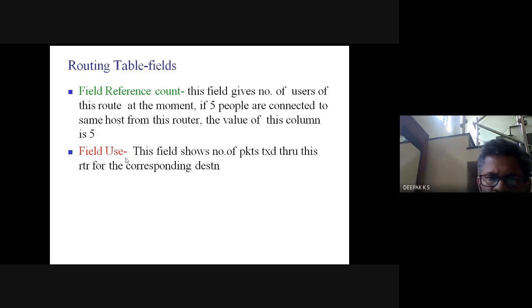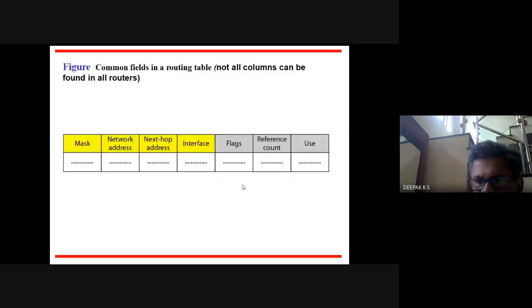Field use: this field shows the number of packets transmitted through this router for the corresponding destination. Through this router to the destination address, how many packets were transmitted? That would be available in this use field. So these are the additional fields which are there in the routing table.